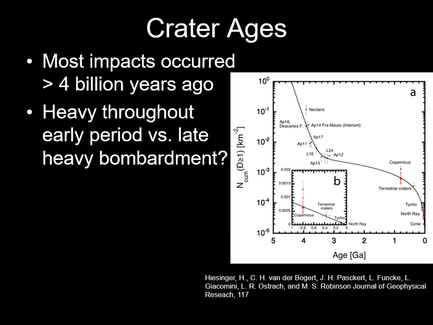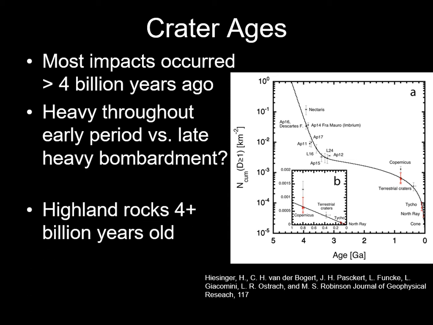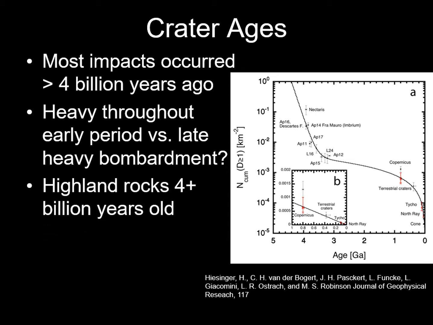There's currently a debate in the planetary science community over whether the impact rate was simply high throughout the period from when the moon formed 4.6 billion years ago to 4 billion years ago, or if there was a quieter period followed by a late heavy bombardment right around the 4 billion year mark. Since so much of the older lunar surface is saturated in craters, telling the difference between these two models can be quite difficult. Either way, most rocks in the lunar highlands are 4 billion years old or older.